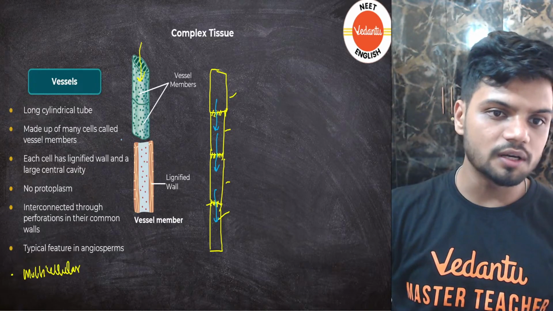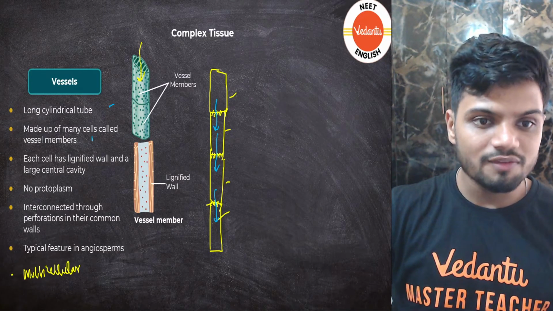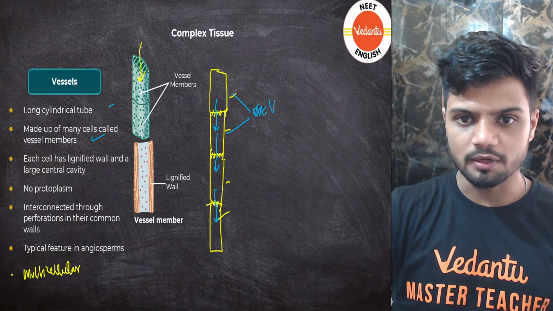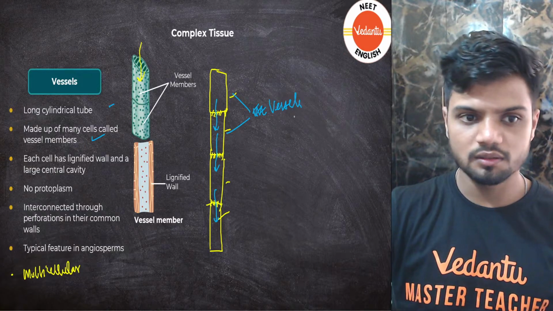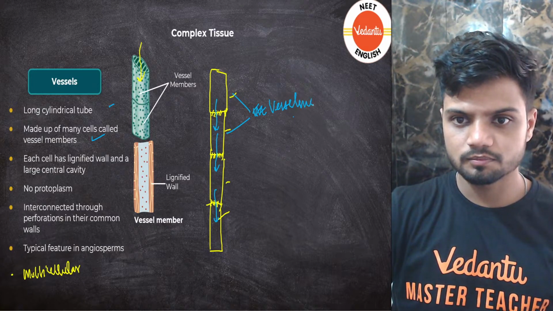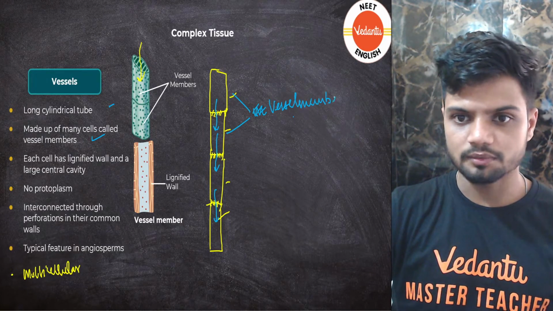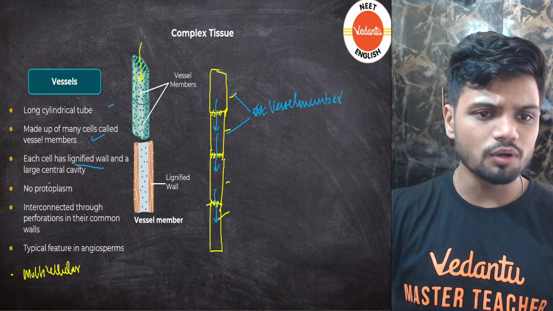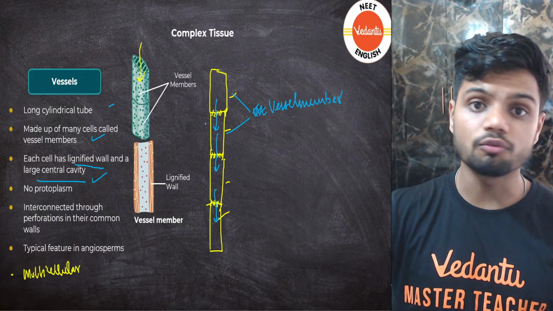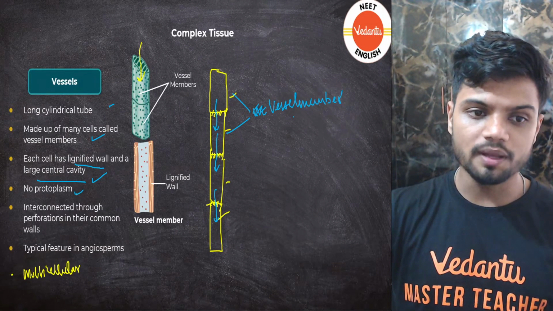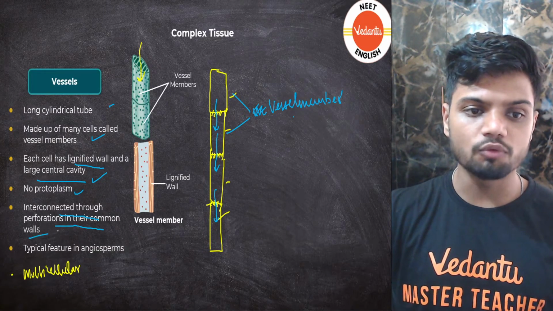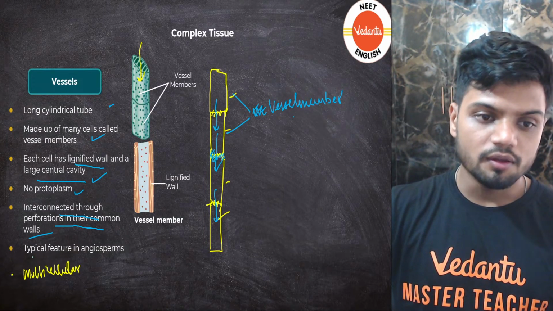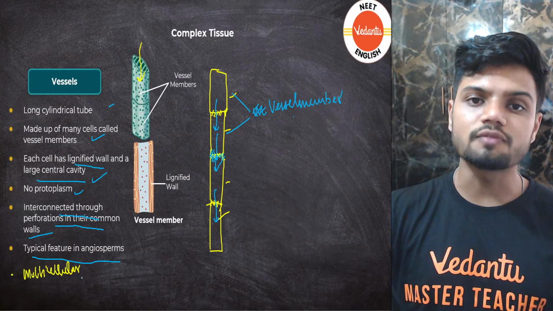Okay, so long cylindrical tubes made up of many vessel members. So each one is called what? Each one is called a vessel member. Clear? Each one has lignified walls, a large central cavity. That's where a lot of water has to go out, like a drainage pipe. No protoplasm. Interconnected through the perforation in the common wall. Can you see? This is the common wall, and here we have perforations. A typical feature of angiosperms. So it is found in the case of angiosperms.